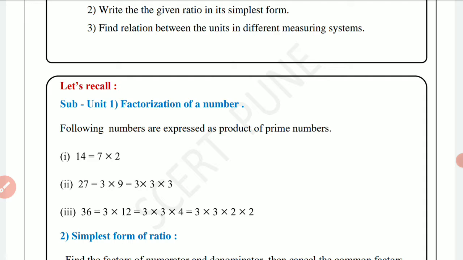First, 14 is equal to 7 into 2. 7 is one prime number, 2 is one prime number. 7 and 2 are the two factors of 14.